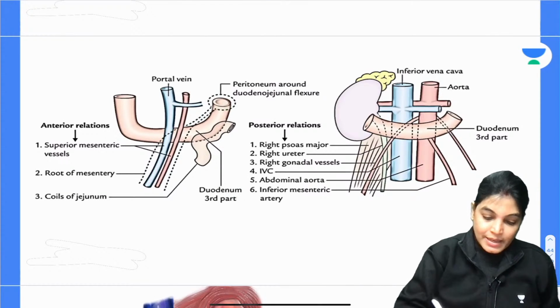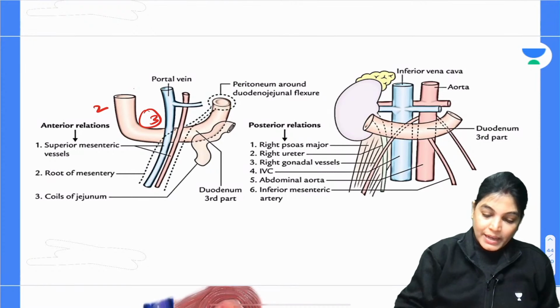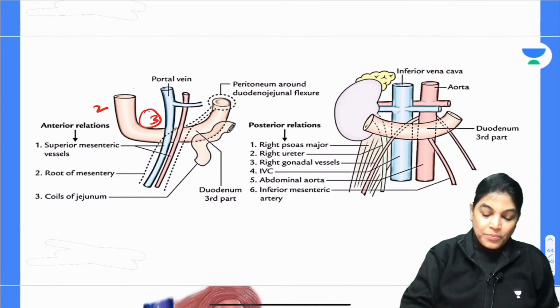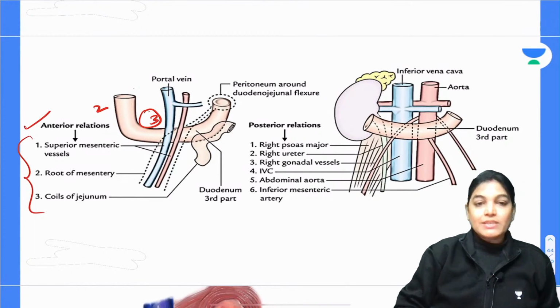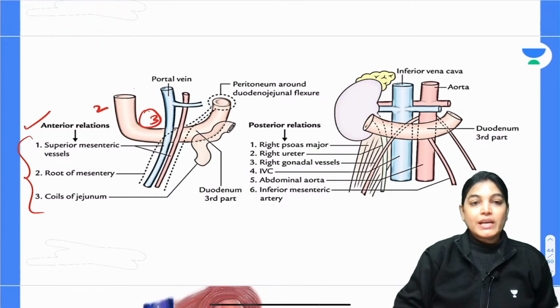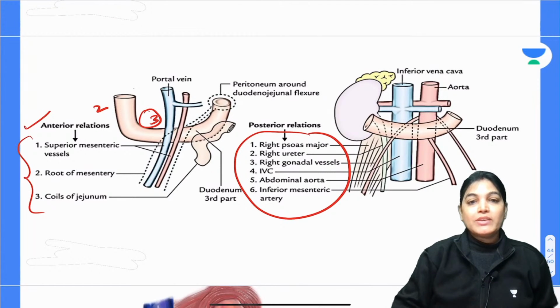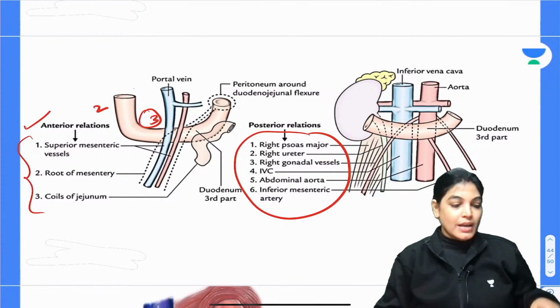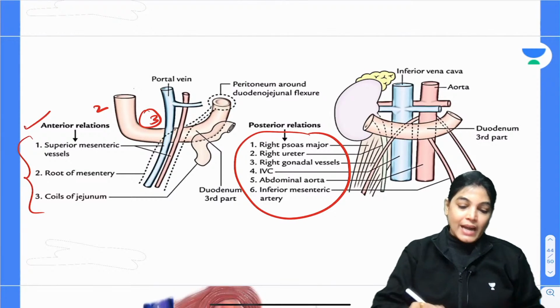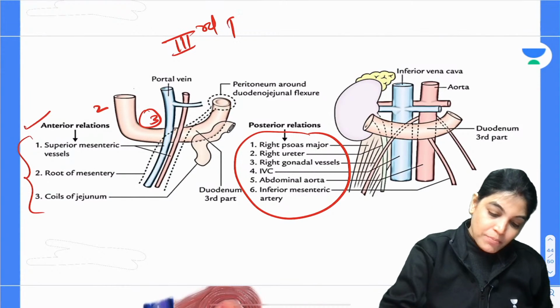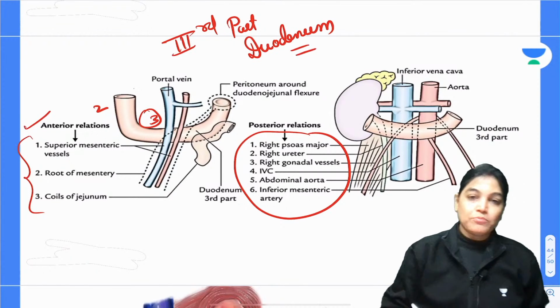First see, here this is the second part, this will be the third part. In relation to the third part of duodenum, anteriorly we have the superior mesenteric vessels, root of mesentery and coils of jejunum. Posteriorly the third part of duodenum is related to right psoas major, right gonadal vessels, right ureter, inferior vena cava, abdominal aorta and inferior mesenteric artery. This diagram shows the relations of the third part of duodenum, both anterior and posterior.